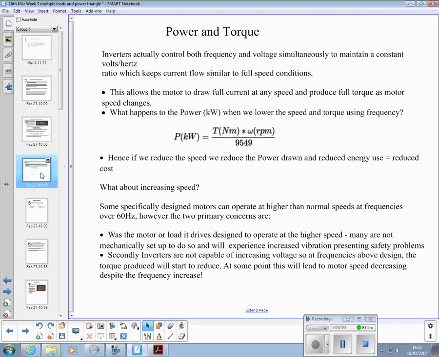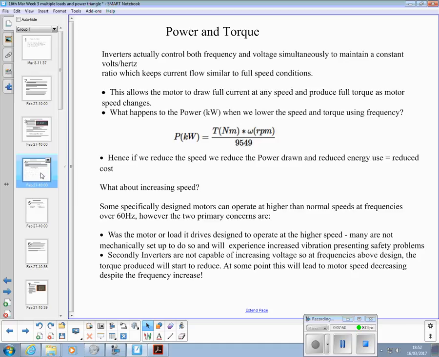Power and torque. Inverters actually control both the frequency and the voltage simultaneously to maintain a constant voltage over hertz ratio, a voltage to frequency ratio. This allows the motor to draw full current at any speed and produce full torque as motor speed changes. So, because if the current was different, you'd get less torque as you ran slower, which you don't want. Okay.